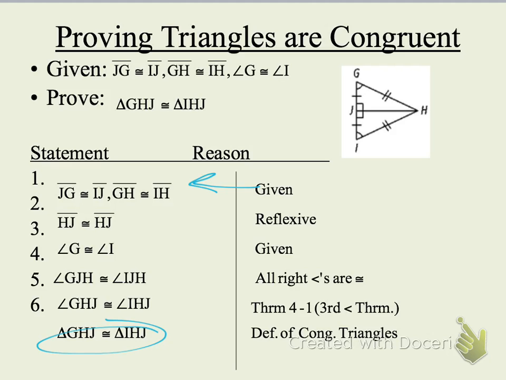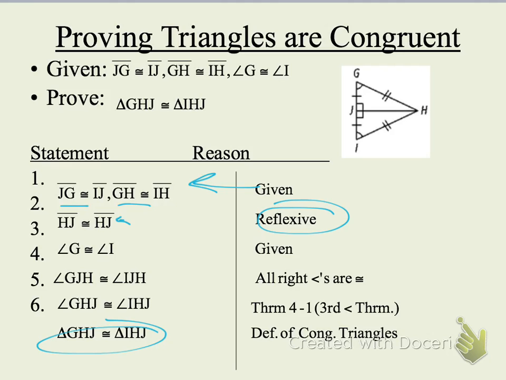Okay, so my next step, reflexive. If these two segments equal each other, that means my third segment should equal each other. That is why HJ is congruent to HJ by reflexive. Reflexive is when you have two things that are the same and they're congruent to each other.